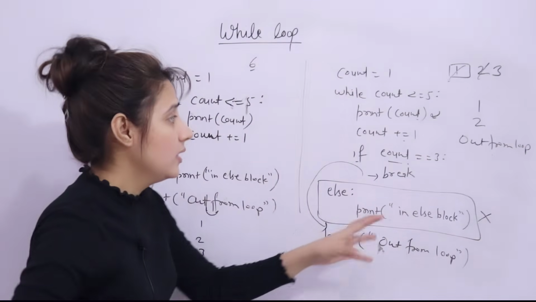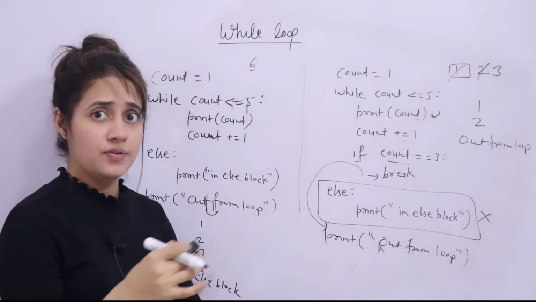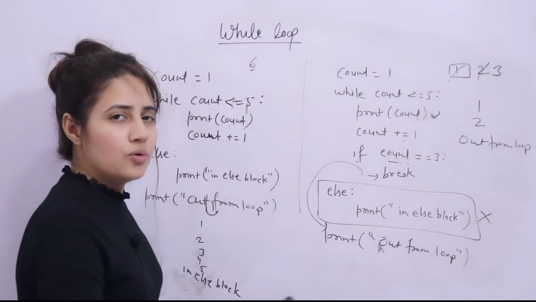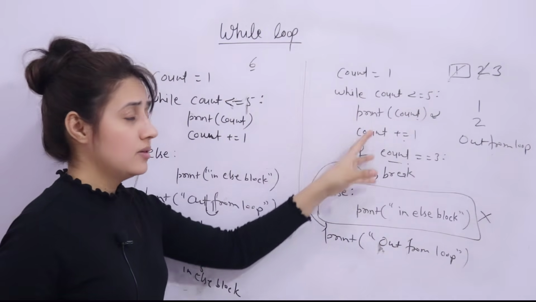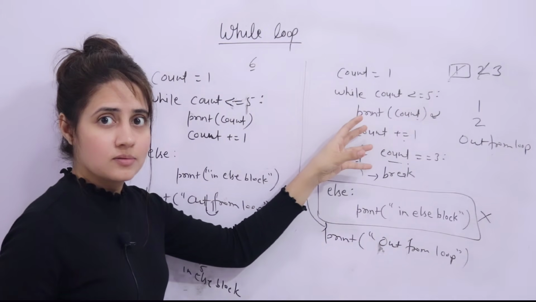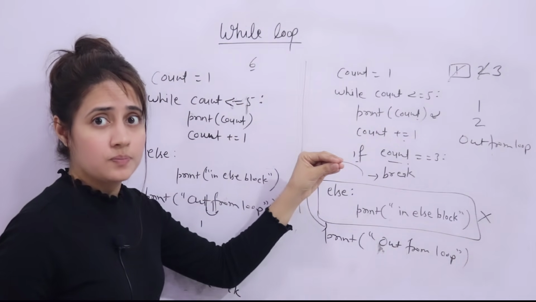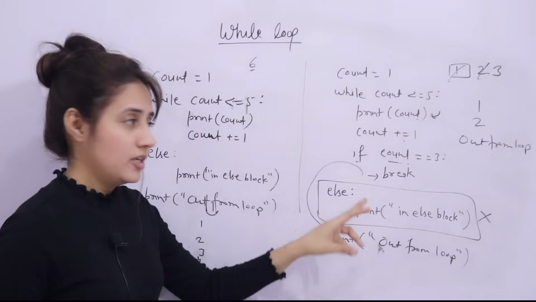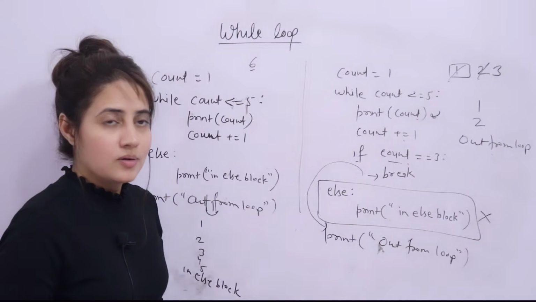So I hope you got when this else block would be executed, right? The significance of this else block is just to show that this loop has successfully completed all its iterations. Right? There is no break. That is the indication: if the else block is executed, it means there is no break in this loop.